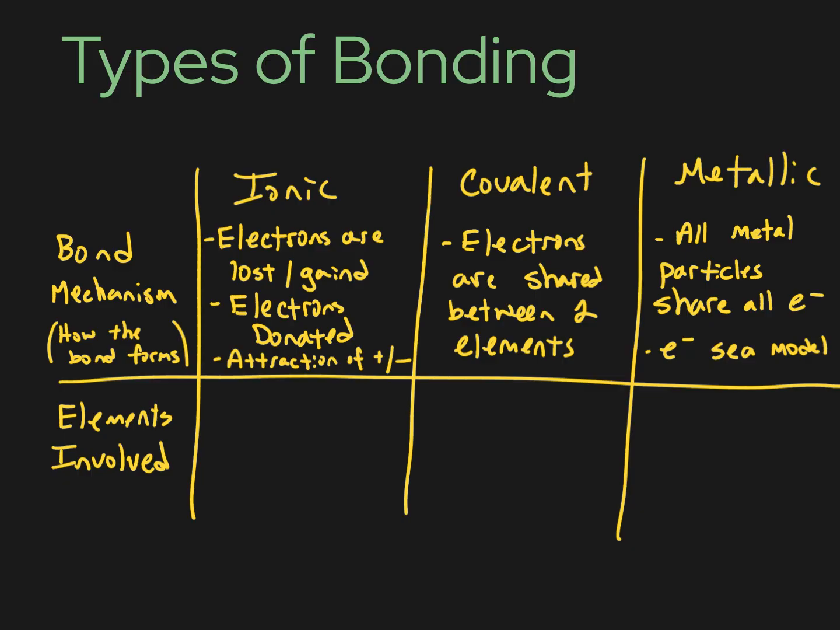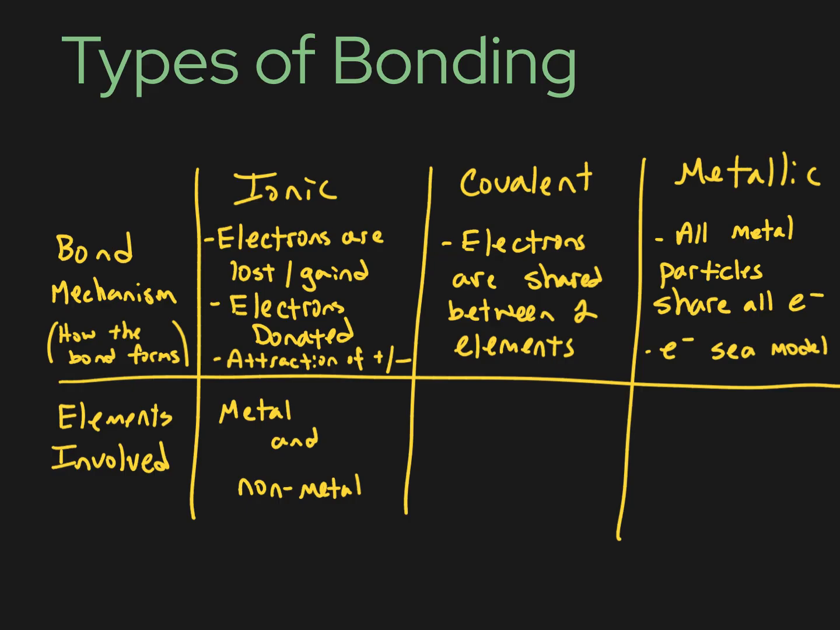The different types of bonds can also be identified by the different elements that are involved in the type of bonding. Typically, ionic bonding occurs between a metal, which loses its electrons, and a nonmetal, which gains electrons, and those two elements then bond because of, once again, their attraction of opposite charges. So the elements involved in ionic bonding are a metal, typically, and a nonmetal, but not always.